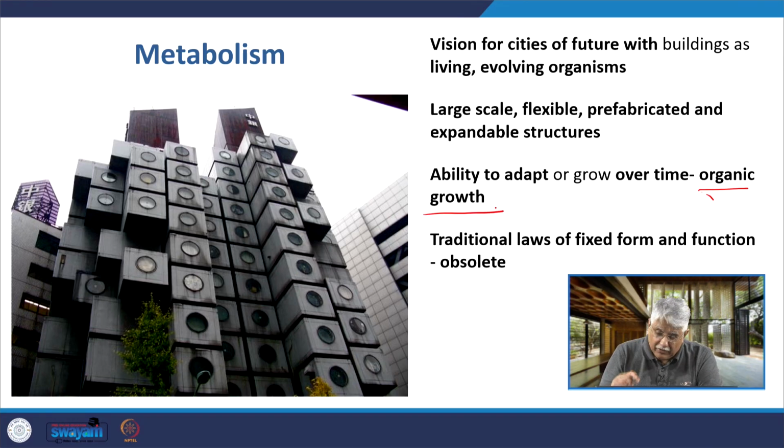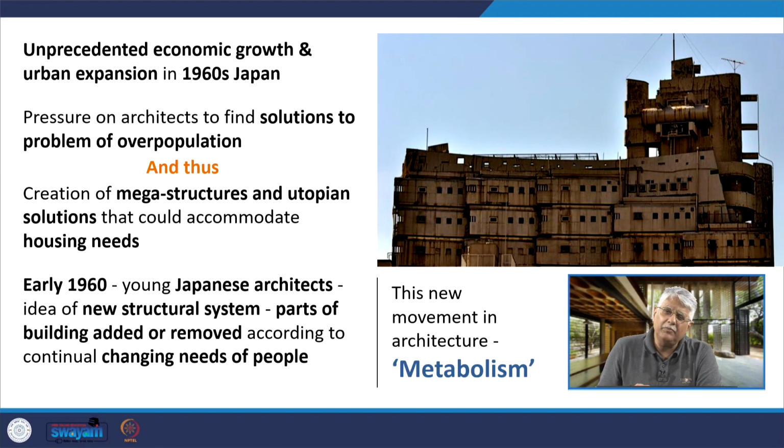And the traditional laws of fixed form and function, or the idea of form follows function, that whole idea according to them becomes obsolete. There was unprecedented economic growth and urban expansion in 1960s Japan, and there was pressure on architects to find solutions to the problem of overpopulation, and thus the desire to create megastructures and utopian solutions that could accommodate the housing needs of the rising population.